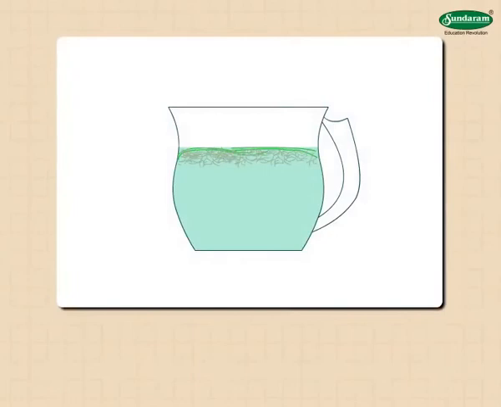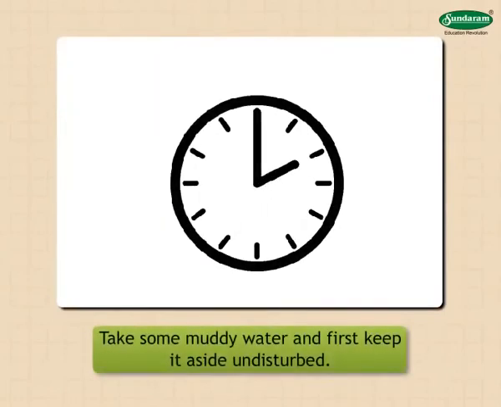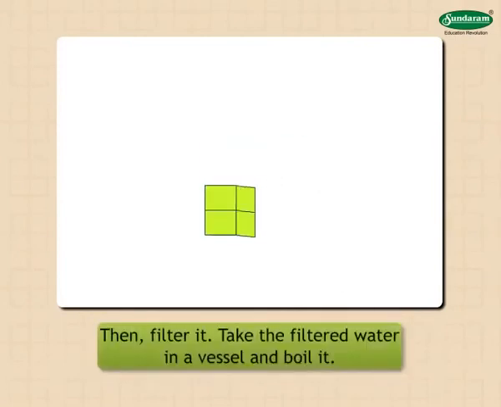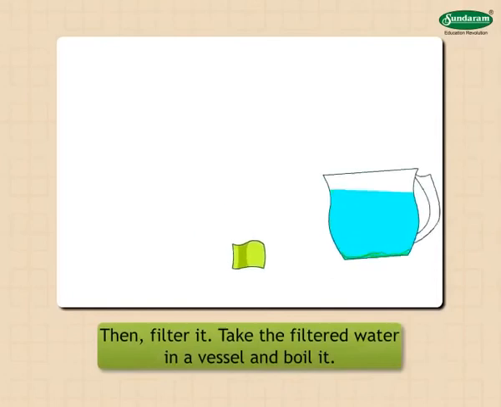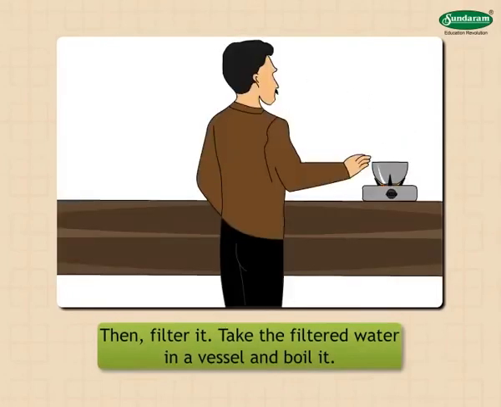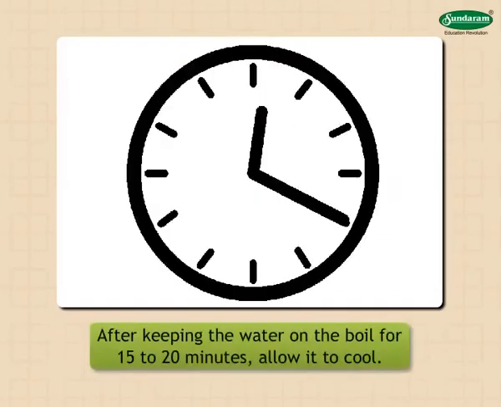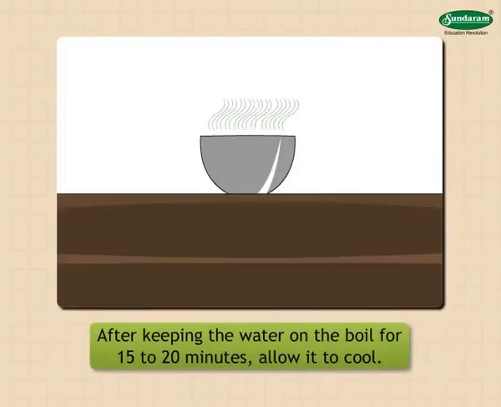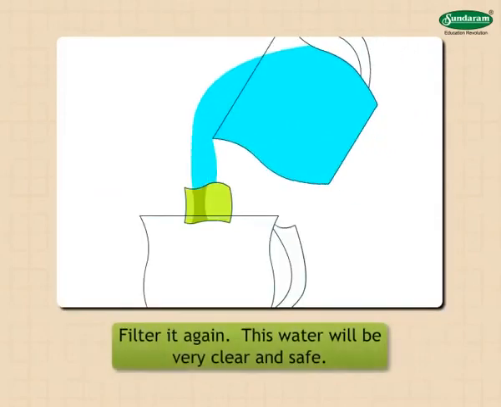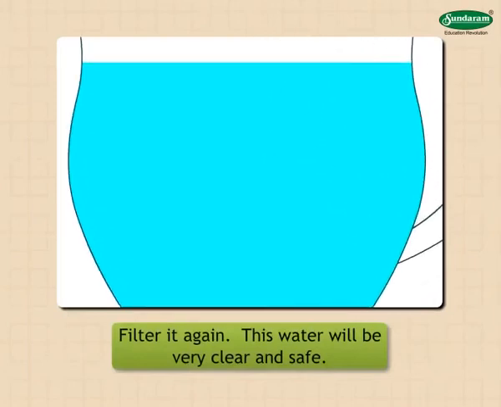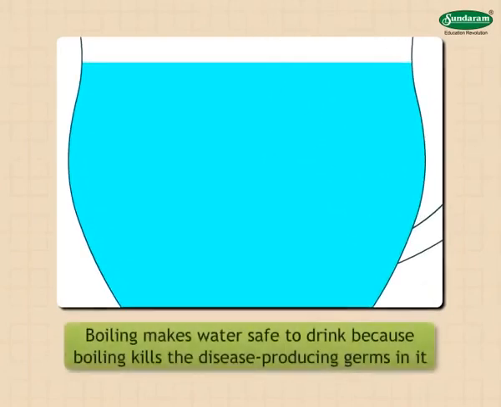Try this. Take some muddy water and first keep it aside undisturbed. Then filter it. Take the filtered water in a vessel and boil it. After keeping the water on the boil for 15 to 20 minutes, allow it to cool. Filter it again. This water will be very clear and safe. Boiling makes water safe to drink because boiling kills the disease-producing germs in it.